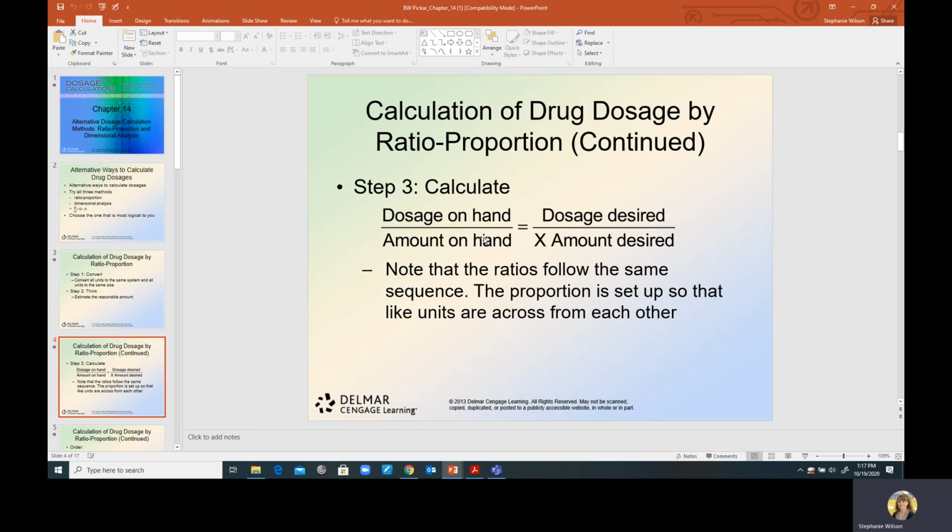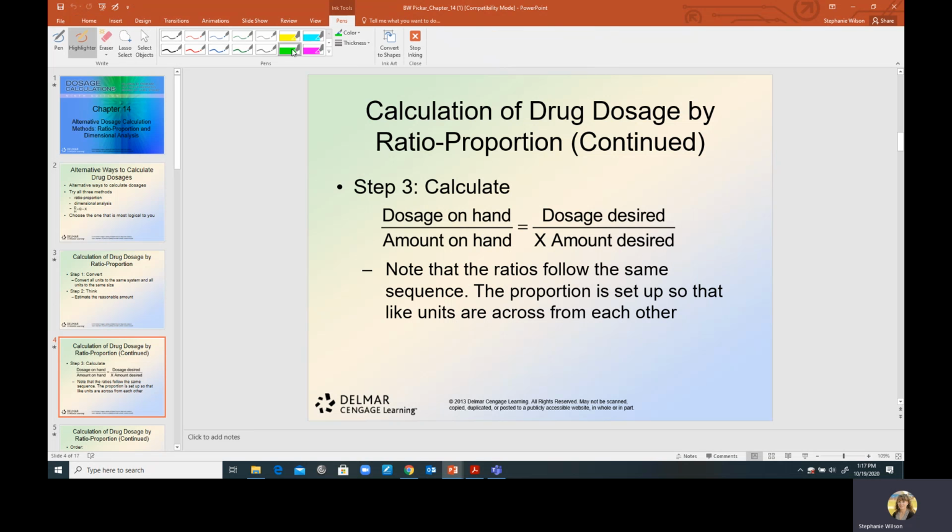A ratio proportion, though, is where you take, and a ratio is a fraction, guys. So you're going to take a fraction, and we're going to ask ourselves, what is it equivalent to? Usually we have one part we're solving for. In this case, it's the amount. So what you do is you take what you have on hand. This is our available, this is our supply. It's our dosage on hand divided by the amount on hand. Okay, so that would be milligrams per tablet.